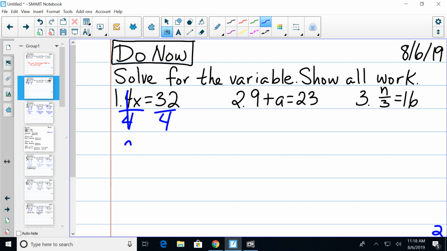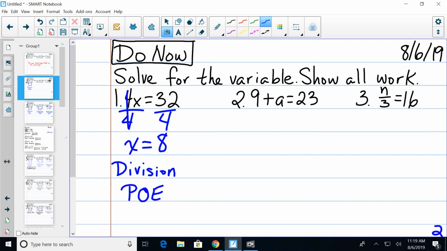So we cancel the 4's, that leaves us x, and what does x equal? 32 divided by 4. Which is 8. All right, so we actually use the division property of equality. That's what POE represents. Property of equality. So we use the division property of equality in order to get the answer.